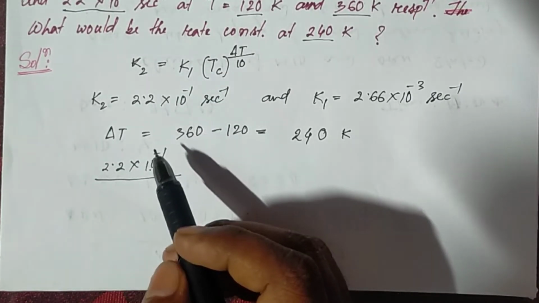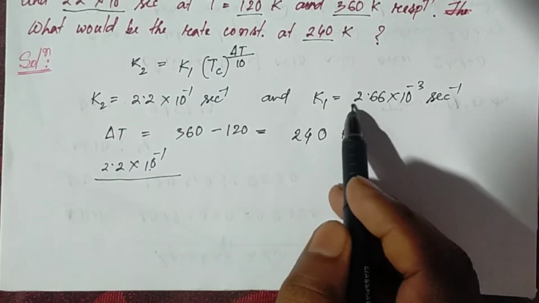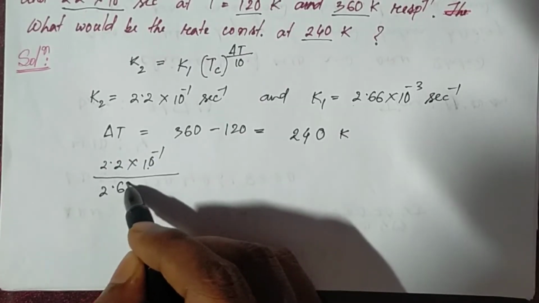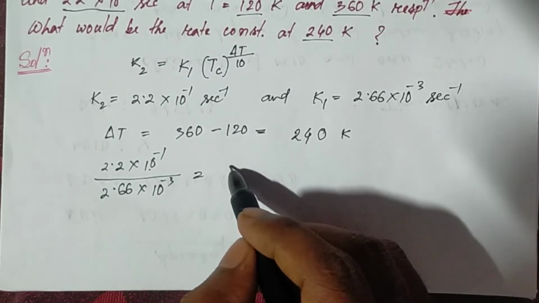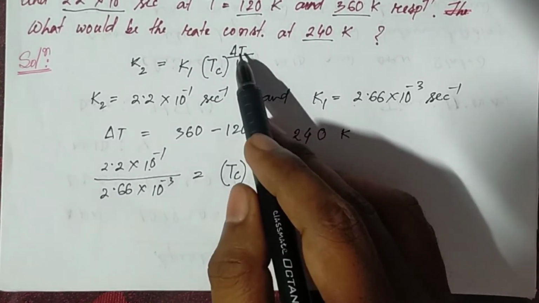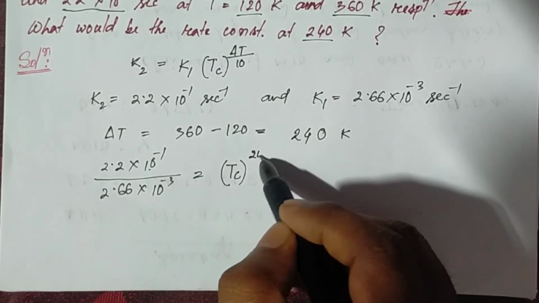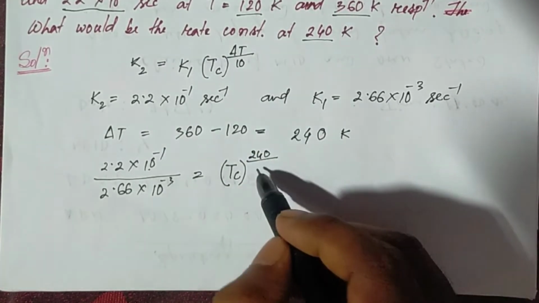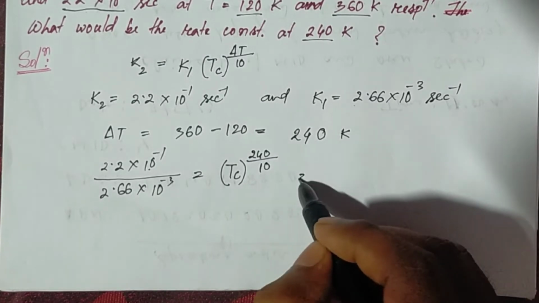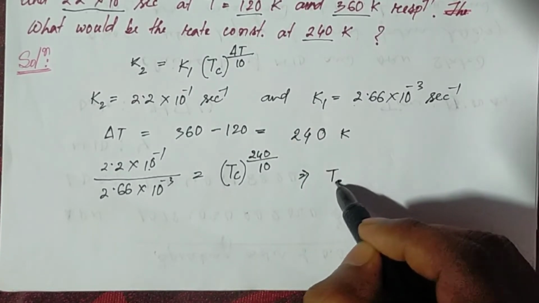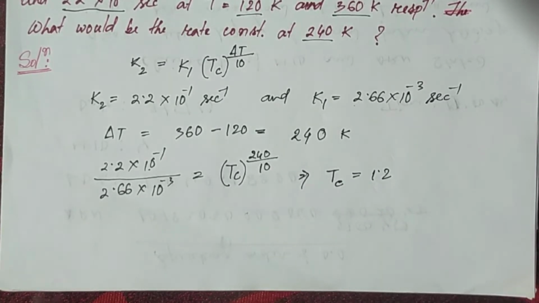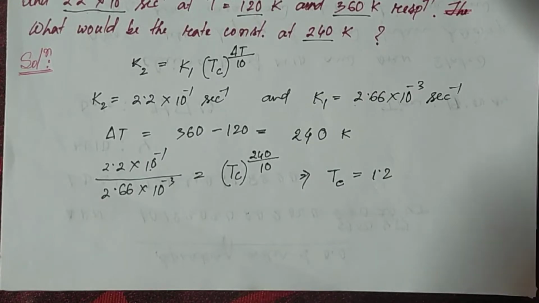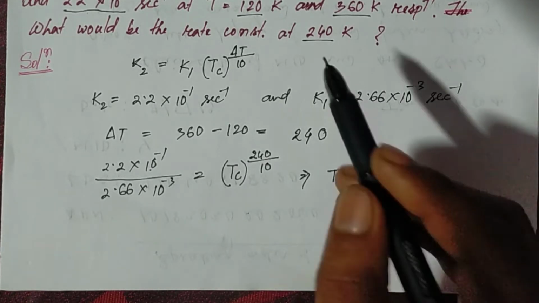So we will write directly k2 is this one, k1 is this one, 2.66 into 10 to the power minus 3. Here it is Tc whole to the power del T, that means this one, 240 divided by 10. So it will give you Tc is 1.2.